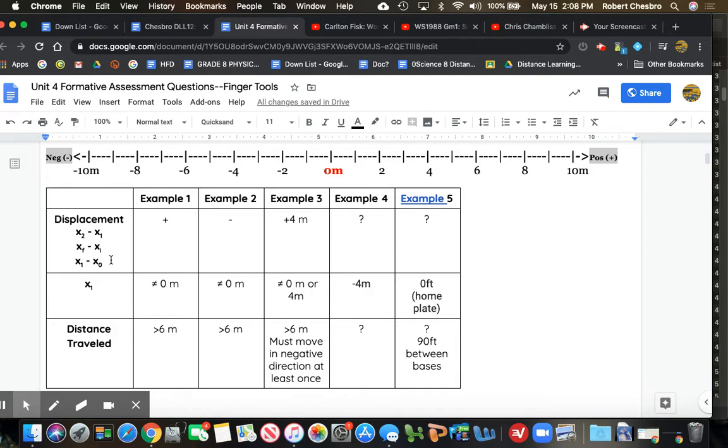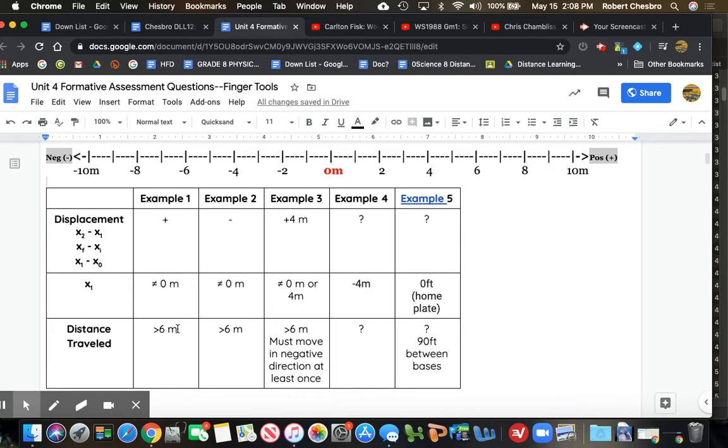In this first example, I'm going to give you some rules, and then I'm going to ask you to pause the video and see if you can figure out a certain way to move so that those rules come true. So the first rule is that you have to have a positive displacement, and you can't start at the 0 meter mark, and you have to move more than 6 meters. So pause the video and see if you can figure out a way to do this. Pause it now.